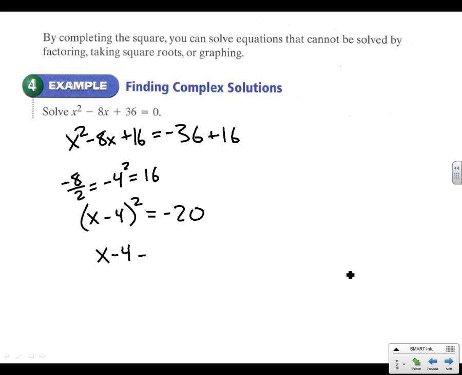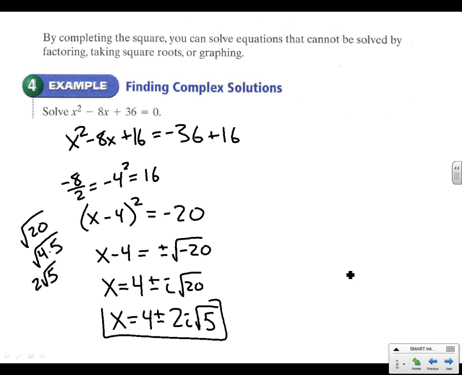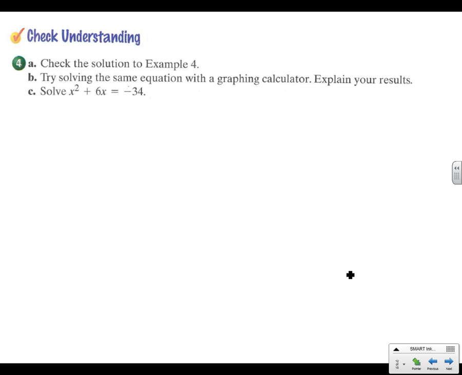Let's square root both sides. x minus 4 is plus or minus the square root of negative 20. Can't do square roots of negatives, so we got to pull the i out front. And we'll move the 4 to the other side. x equals 4 plus or minus i square root of 20. And we can go one more step because 20 can be split up into 4 and 5. So the square root of 4 is 2. 5 has to stay inside. So the final answer here is x equals 4 plus or minus 2i root 5. That is our answer. Your turn with understanding check 4.